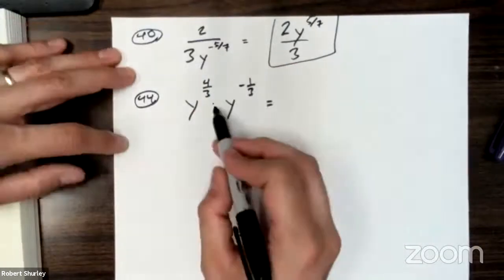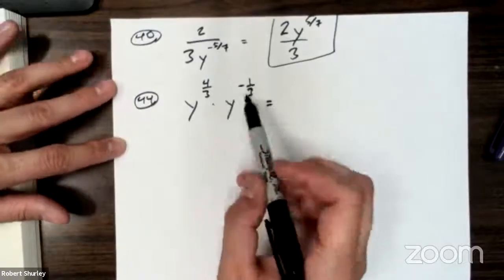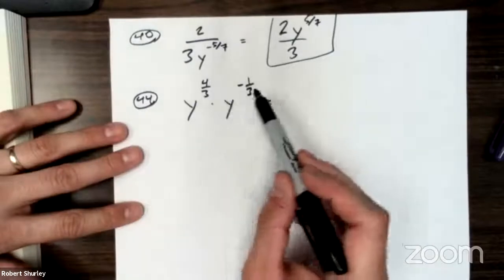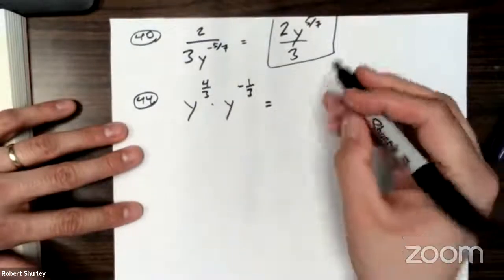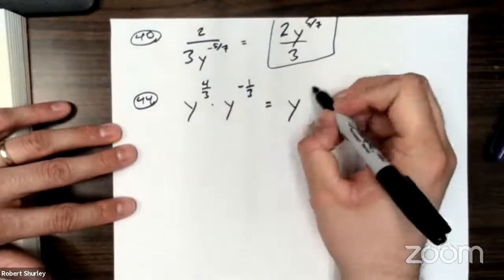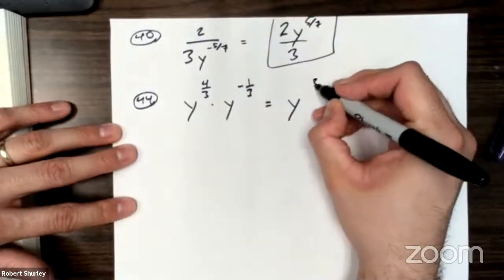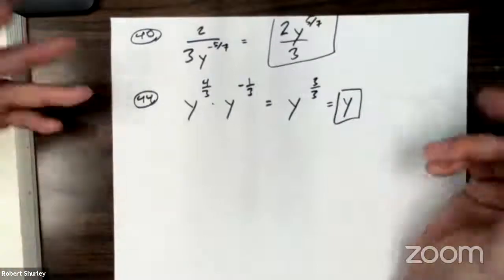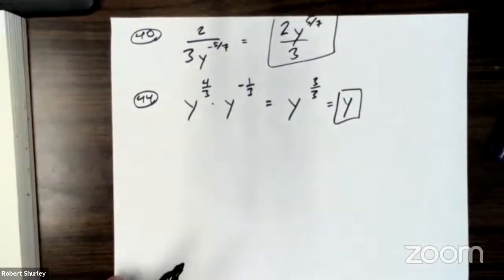Oh, okay. Remember, when you multiply the same base, you add the exponents. 4/3 plus negative 1/3. Hey, that's nice to have the same denominator, so we can just add them together. So we wind up with 4 plus a negative 1, so that's 3 over 3. So we just wind up with y, really y to the 1, right? Y to the 1 power.